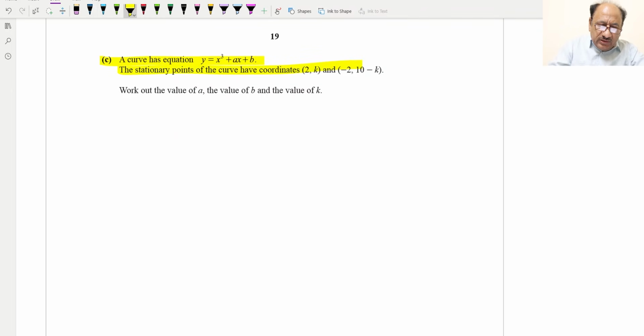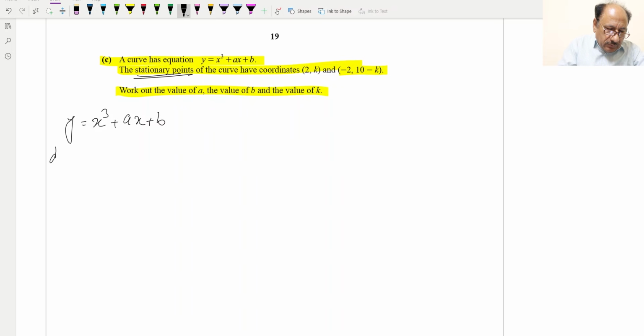This one, the stationary point of the curve has coordinates (2, k), and this one, work out the values of a, b and k. So what we will do, we will take this equation, y is equal to x cubed plus ax plus b. Now, we know this is a stationary point, so the derivative dy by dx will be equal to 0 for a stationary point.